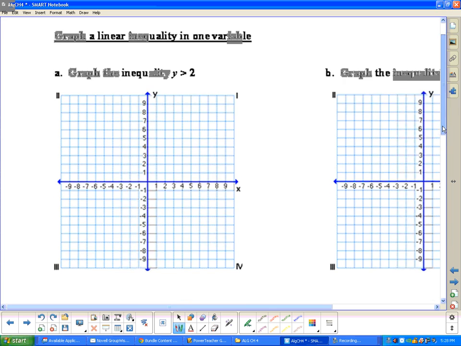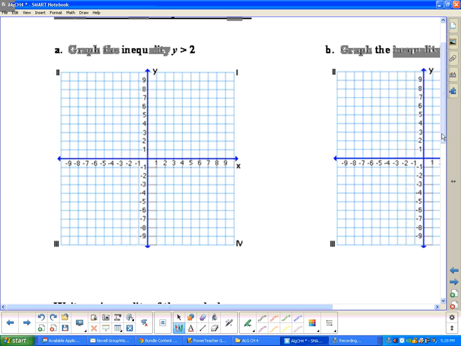So I'm going to go on the y-axis up at 2, and it's going to be a horizontal line on either side. And I was a little bit low on that one, so something like that. And because I'm reading this to myself, y is greater than 2, it's going to be shaded above, like that.